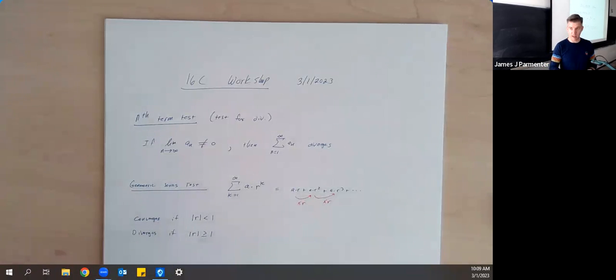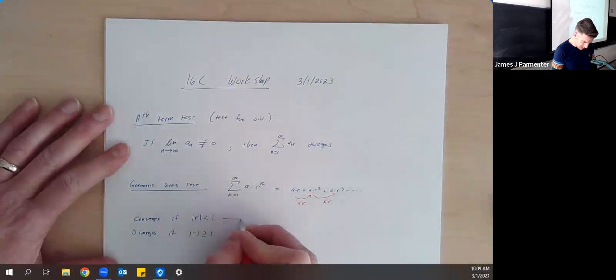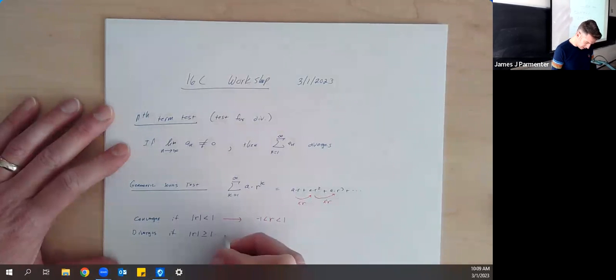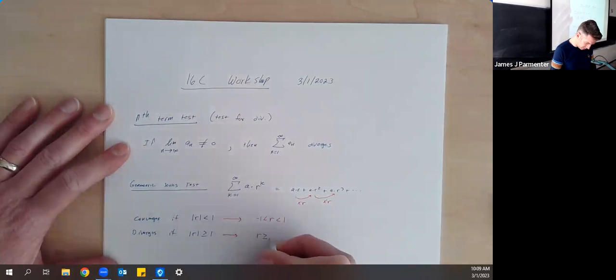By the way, just to be super clear about this, people sometimes write this instead as r being between -1 and 1. People sometimes write the other case instead as r bigger than or equal to 1 or r less than or equal to -1.